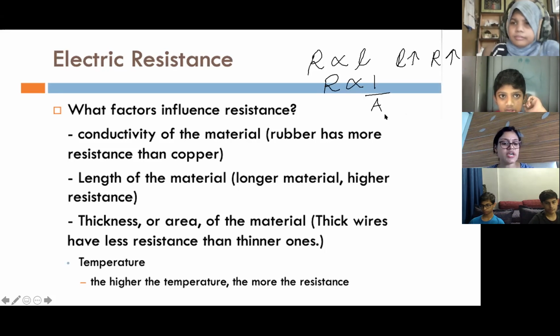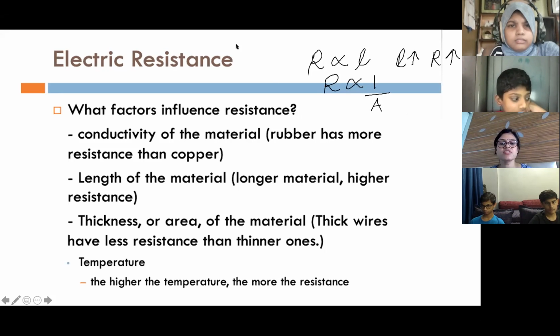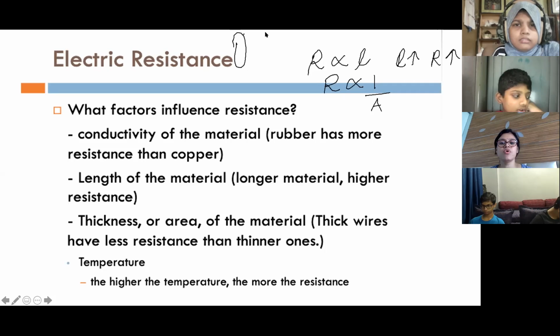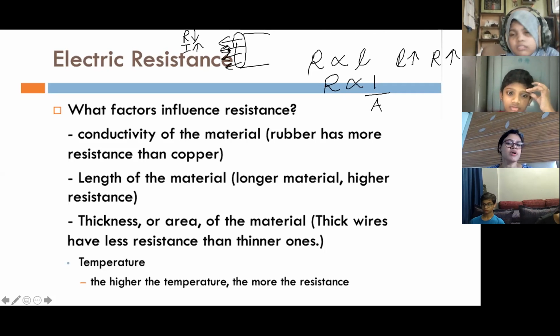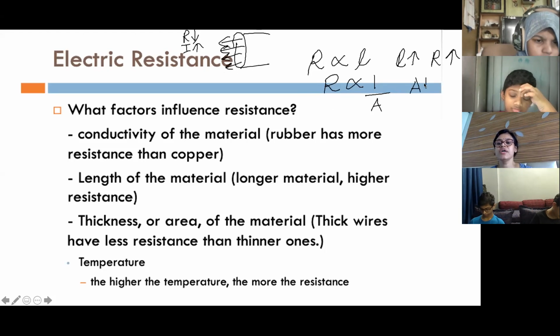So you just think, when the thickness is more, this is a conductor. So more and more electrons will come out. If more electrons come out of the conductor, that means resistance is less. Why? Current is more. That is why. So that is why we say thick wire, less resistance. Okay. If the wire is thick, resistance is less. So I will say this is inversely proportional. Area is more, resistance will be less.